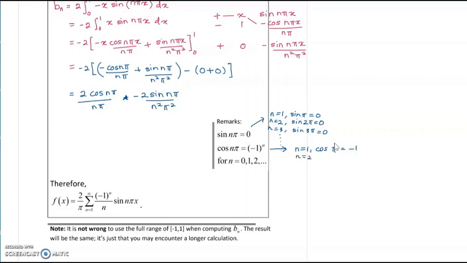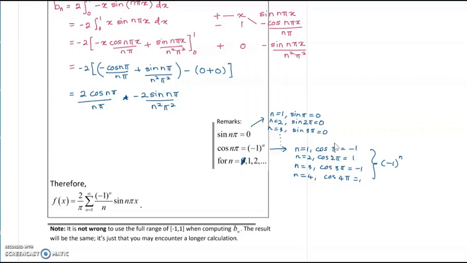When n equals 2, we have cos 2 pi, which is +1. When n equals 3, we have cos 3 pi. This is -1. So if we proceed further, we have cos 4 pi, which is +1. So the pattern here is that the sign alternates between positive and negative. So this can be simplified as -1 to the power of n, where n starts from 1. So n is from 1 up to any positive integer.